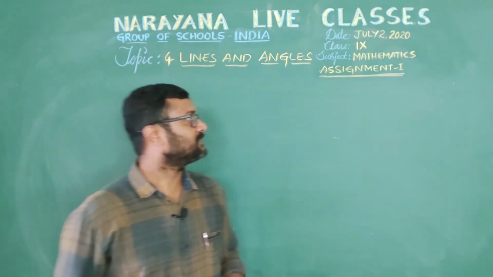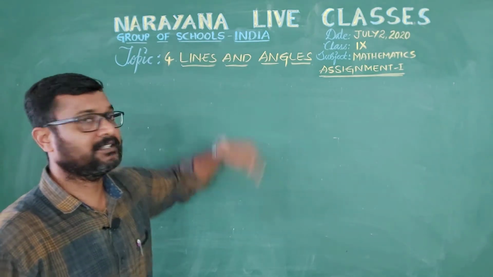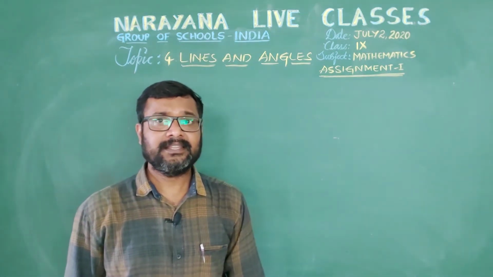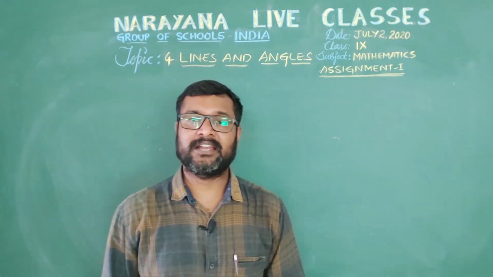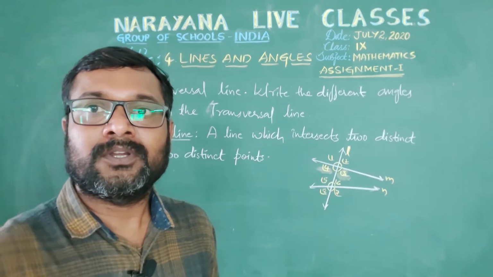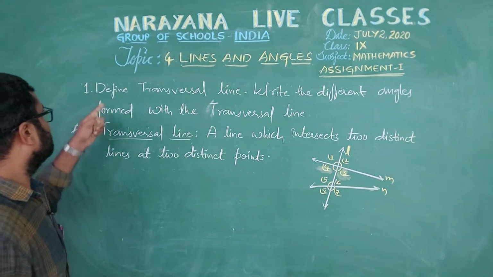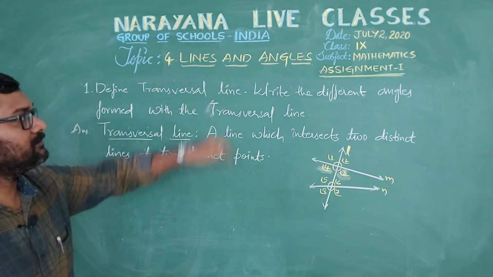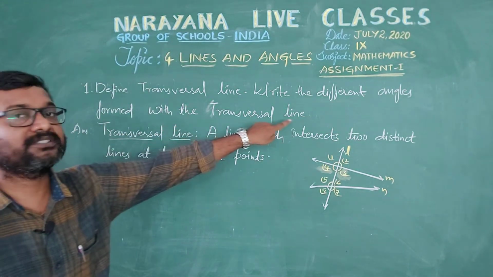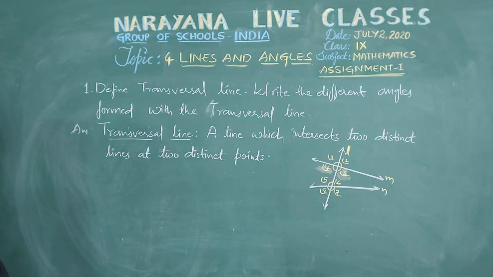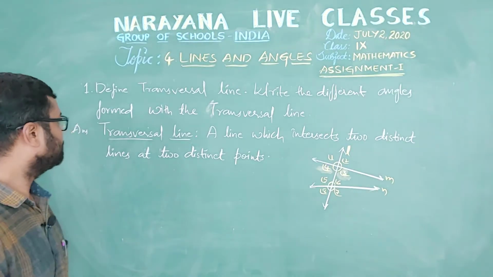Today we have the first assignment for 9th class on chapter 4, lines and angles. In this assignment we have 3 questions and we will discuss them now. So, the first question is, children: define transversal line and write the different angles formed with the transversal line. In this we will first see the definition of the transversal line.